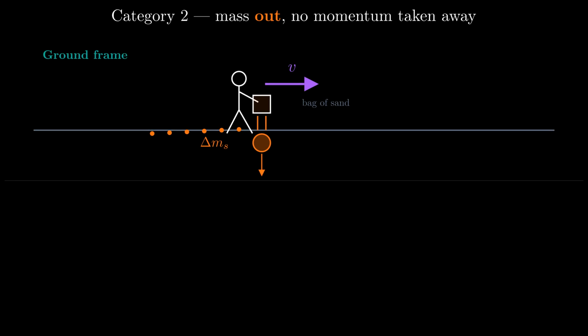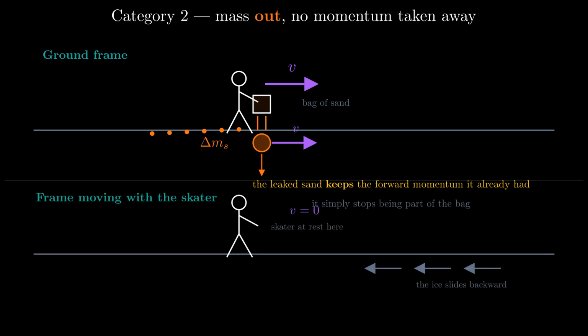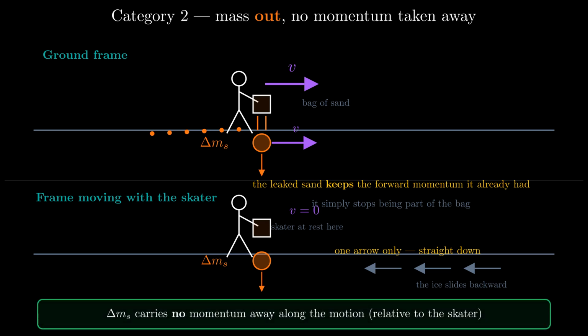Draw the scene in 2 reference frames. In the frame fixed to the ground, the leaked sand still moves forward at speed v. It keeps the forward momentum it already had, and simply stops being part of the bag. In the frame moving with the skater, the sand drops straight down. Either way, the departing sand carries away no momentum relative to the skater. Mass leaves the bag. The skater's forward speed does not change.